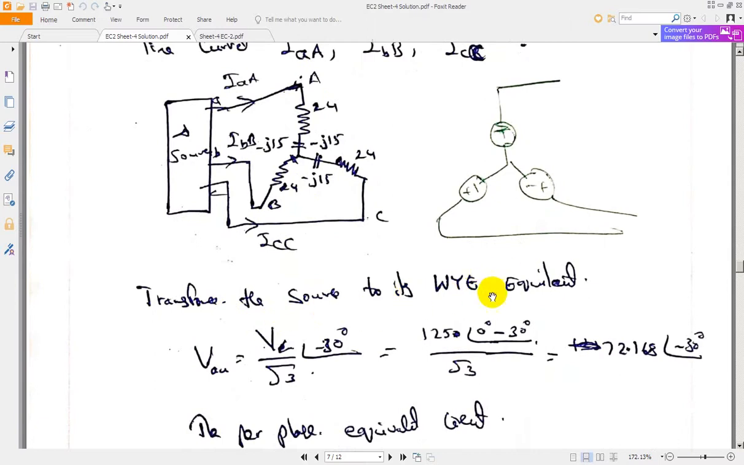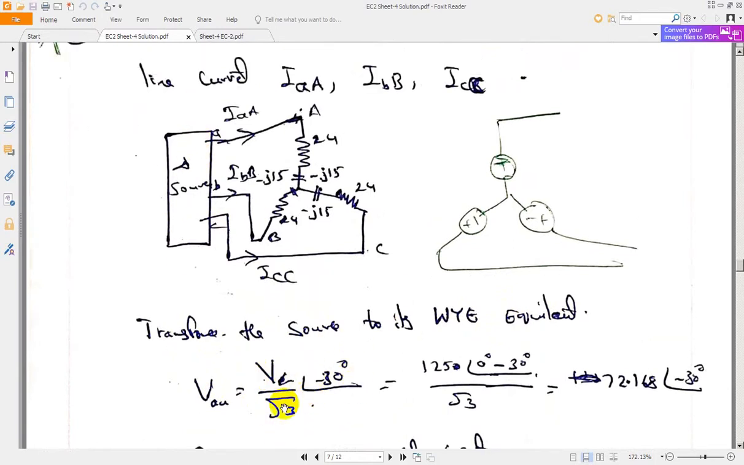Transform the source to the Y equivalent. If we want to convert the delta form to the Y equivalent, the line voltage whatever we are taking, we need to divide it by root 3 and subtract 30 degrees. Why are we doing this? This is the delta circuit. If you want to convert the delta into Y, there is a derivation which has been explained in the earlier part. For the conversion of delta to Y equivalent, we need the phase voltage.